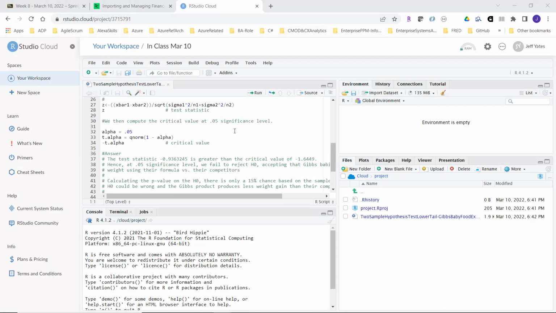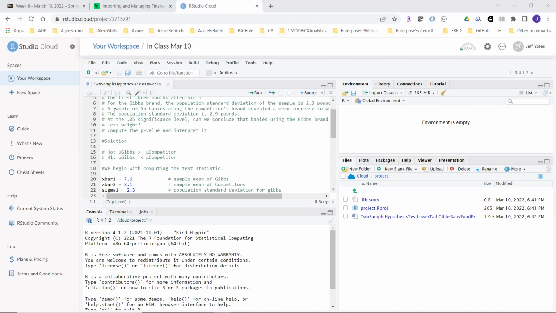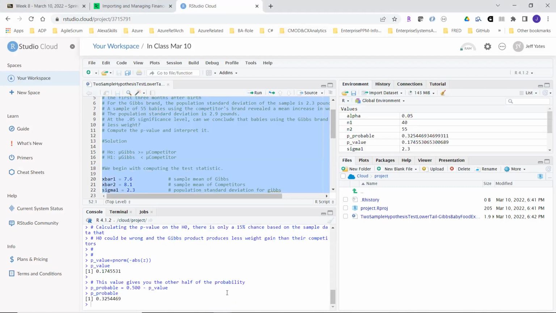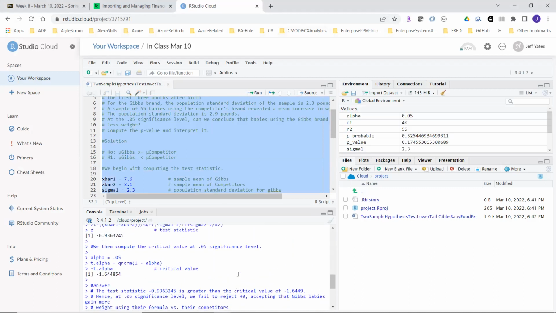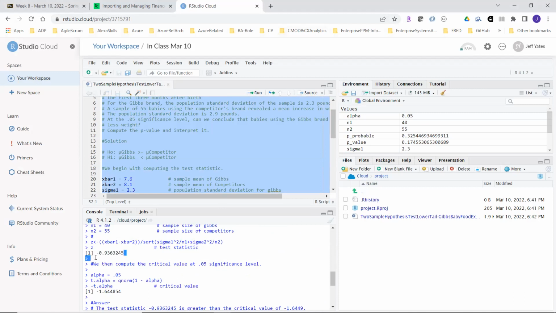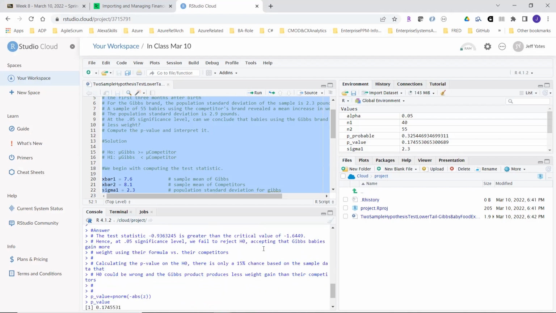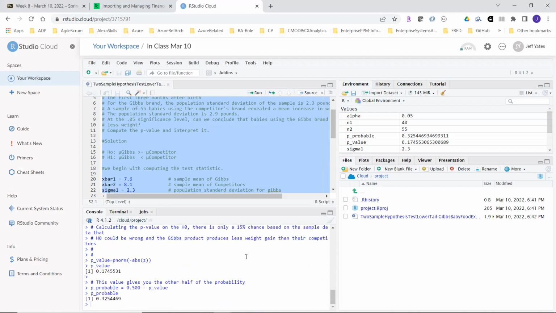And our calculation for P and our calculation for the T statistics. So let's go and run that. And great. We get a test statistic of minus 0.936. We get an alpha critical value of -1.645. And then we get our p-value of 0.174.